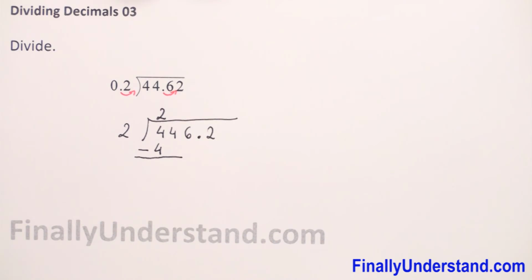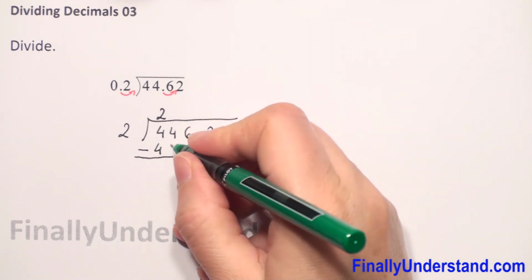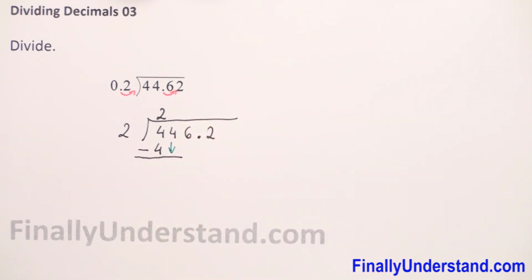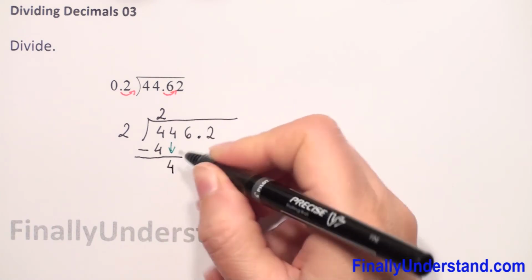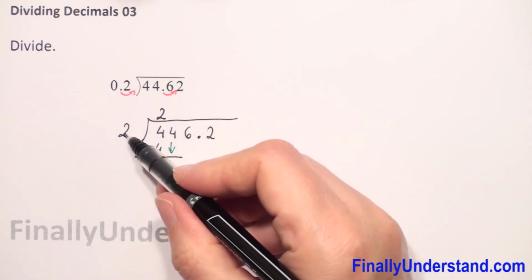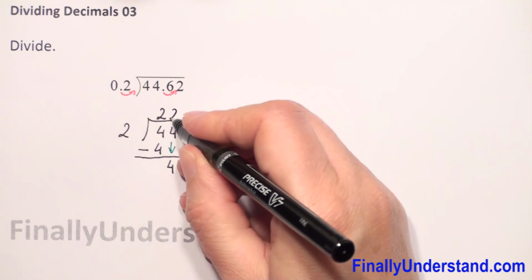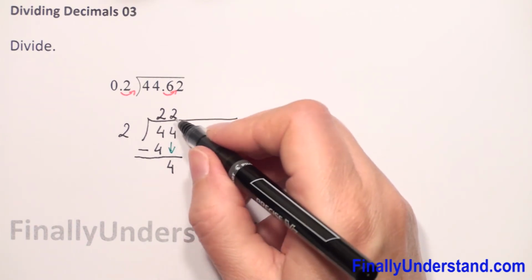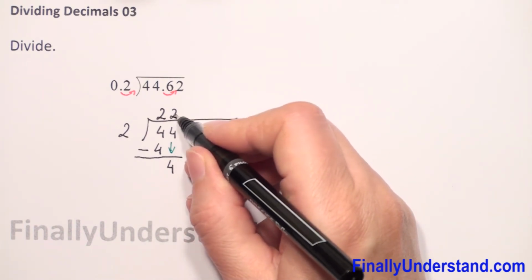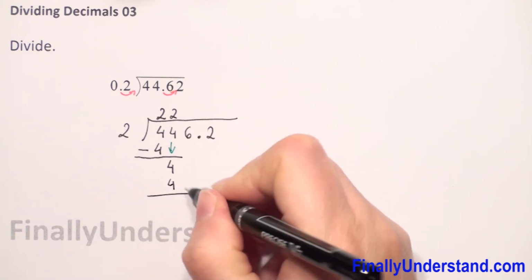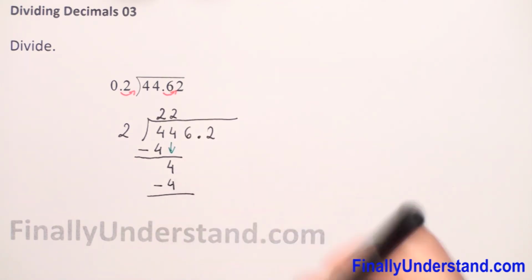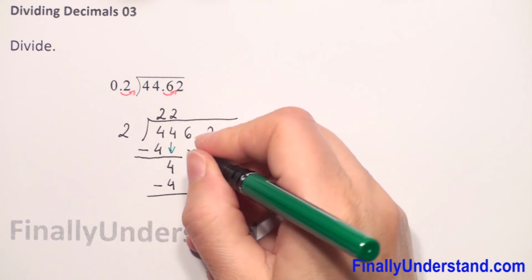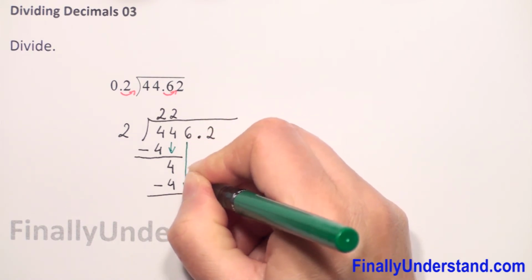What do we do next? We have to take down the next digit. So we have 4. And again, how many times can we put 2 into 4? 2 times. On top we write the answer. And now we have to do multiplication. 2 times 2 is 4. 4 minus 4 is 0. We don't have to write it. And we take down the next digit.